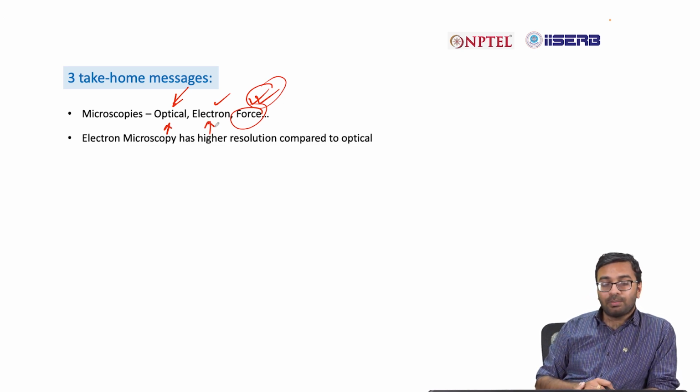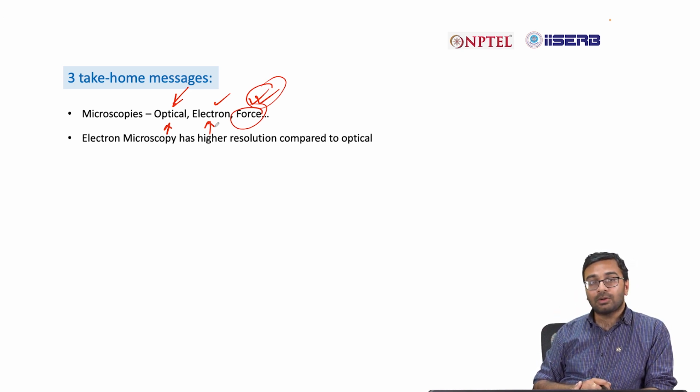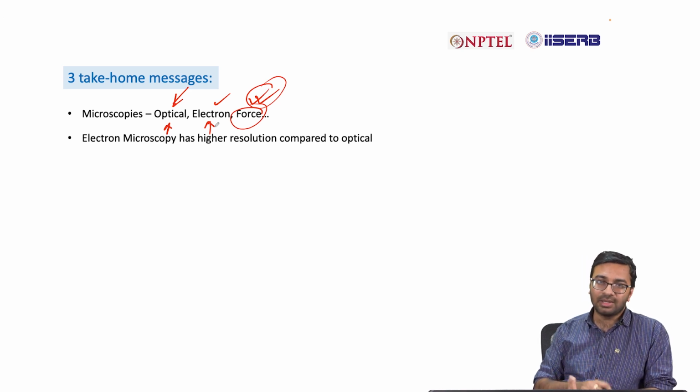Then electron microscopy has higher resolution compared to optical. You already have seen, in case of electron microscopy, you can go till angstrom level. But in case of optical microscopy, the resolution is around 1 micrometer. Theoretically, you can reach up to say 300 nanometer or so, but in practice, you will find going below 1 micrometer itself is a challenge.